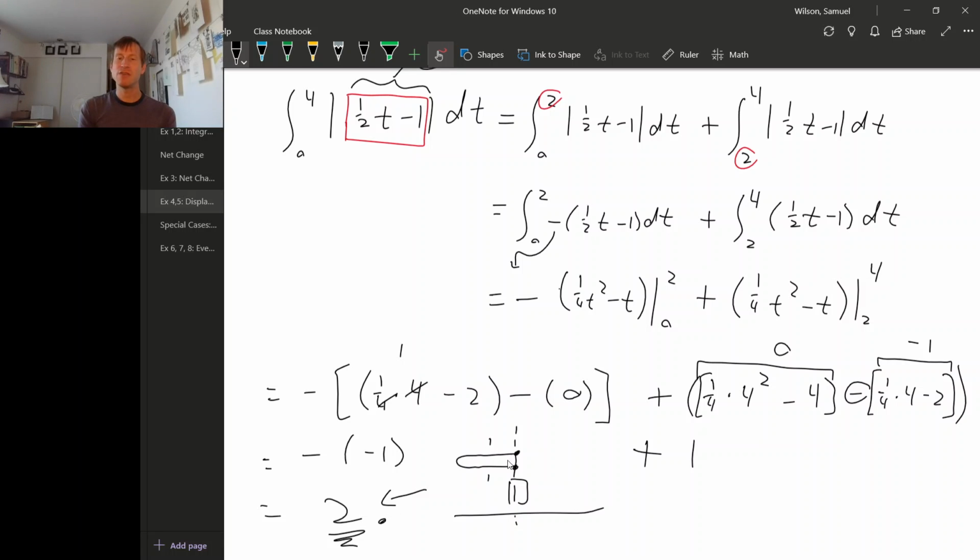So if you are working with an object sliding back and forth, be careful to distinguish displacement and distance traveled. Distance traveled is the integral of an absolute value of velocity.